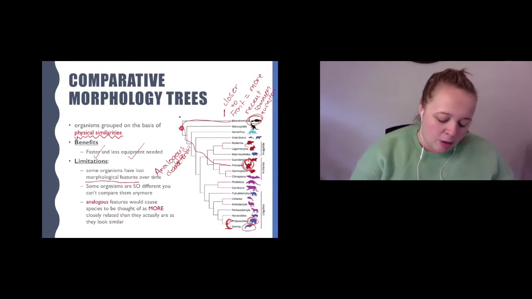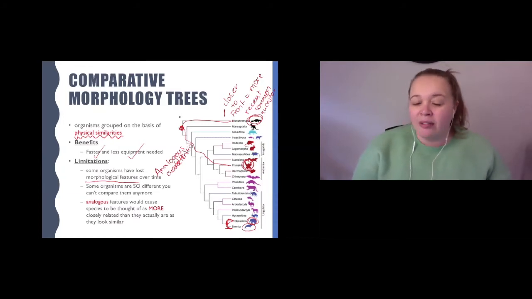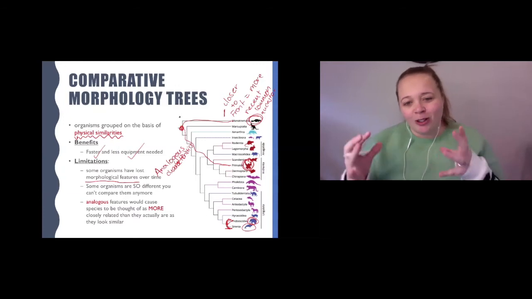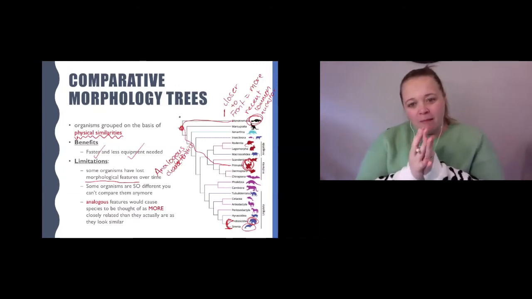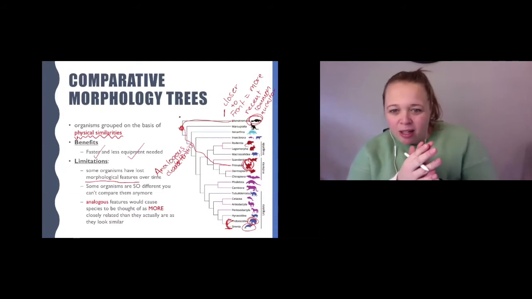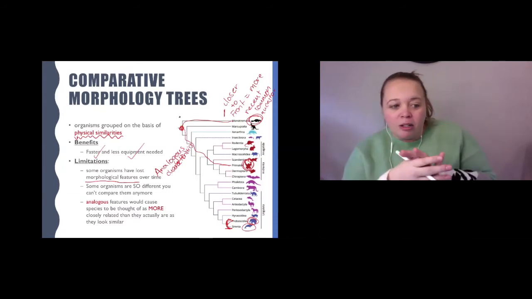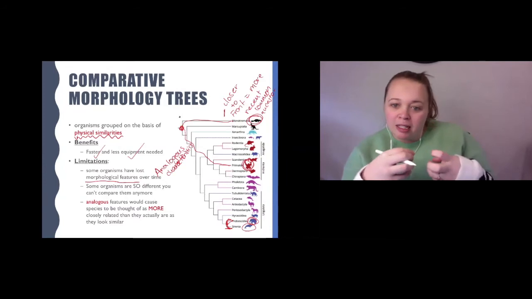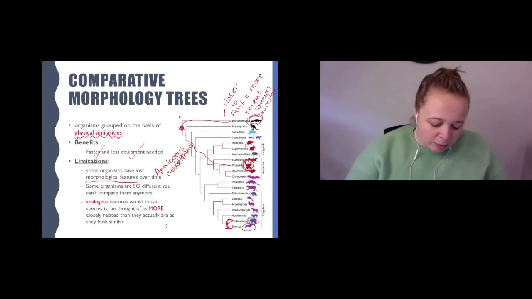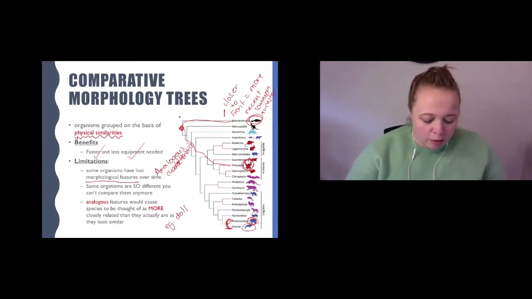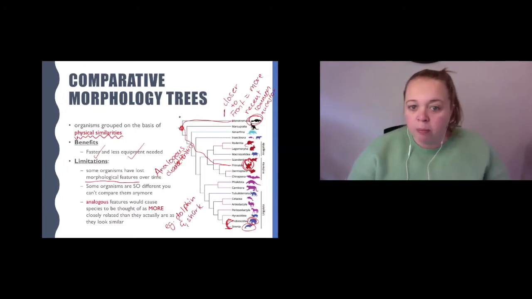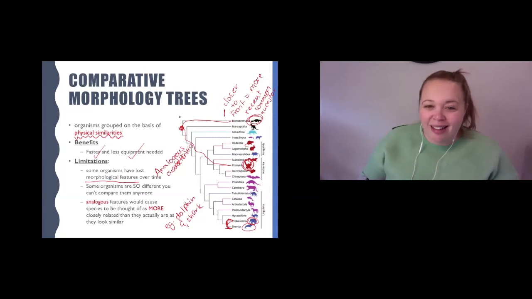Organisms that have gone through similar selection pressures and developed similar physical features can be placed on a tree much closer to each other than they should be, because they aren't actually very similar to each other when you look at their genetic makeup. So analogous features will cause species to be thought of as more closely related to each other than they actually are, as they look similar. The example here would be something like a dolphin or a whale and a shark. They're not very closely related, but if you just went on physical features, you would say they do look like they could be very closely related because they have very similar body shapes and so on.